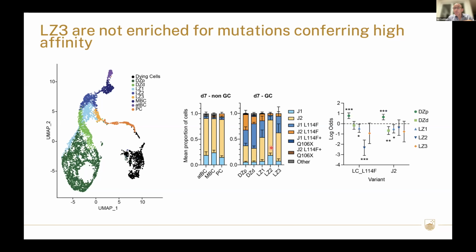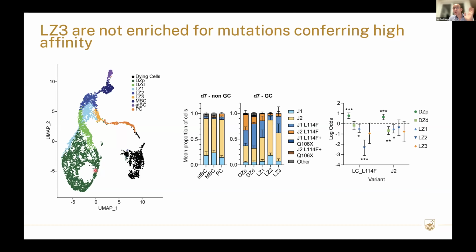To do that statistically, because we've got multiple mice, we performed a logistic regression, basically asking what's the probability of having this mutation if I am a particular cell type. And formally, that's able to show that these LZ3 pre-plasma cell types don't look any more mutated. In fact, they look rather less mutated than some of the cells that seem to be proliferating rapidly in the dark zones, indicated in the green color here.